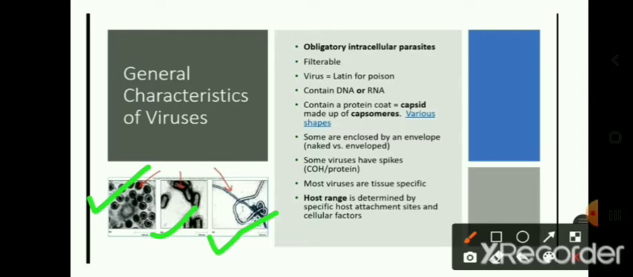It contains a protein coat called capsid. Capsid is made up of capsomeres in various shapes, and some are enclosed by an envelope. Envelope is the outermost covering of viruses. The viruses that contain envelopes are called enveloped viruses. The viruses in which the envelope is absent are called non-enveloped viruses. And the envelope is made up of lipoprotein molecules.